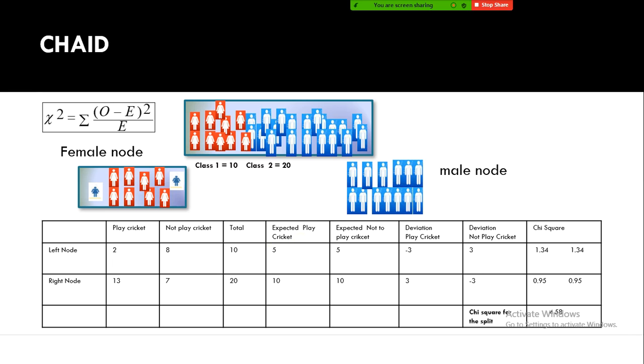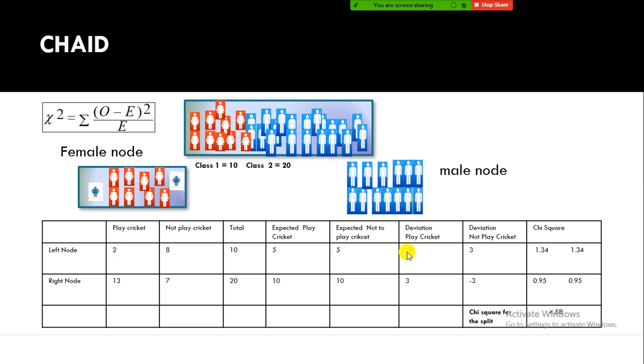Chi-square we discussed, right? Expected play cricket. Out of the 10, 5 people are expected to play cricket, whereas only 2 people played cricket. So 5 minus 2 is 3. Deviation: if you want to compute the deviation for play cricket and expected not to play cricket.